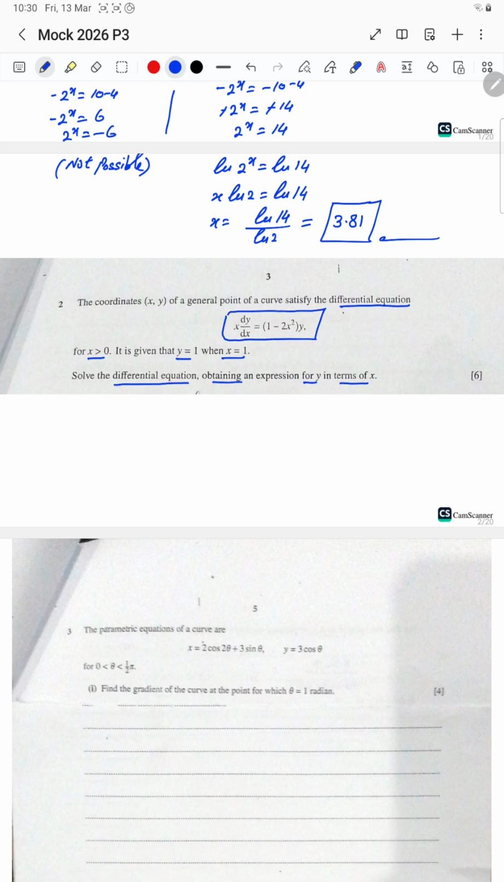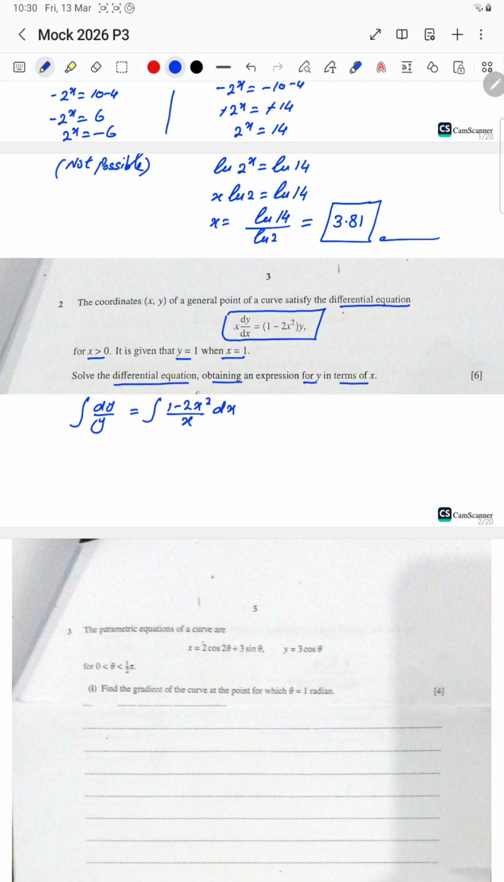You need to do the first step, a separable equation, like y should be on one side with differential dy, and x should be on the other side with differential dx. So I can simplify this. It will be dy by y equal to 1 minus 2x squared by x, and dx comes here. Now we have to integrate it, so put the integral on either side.